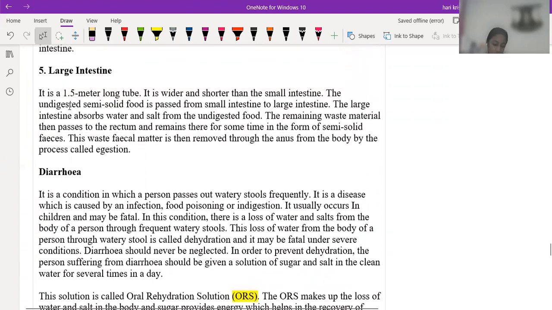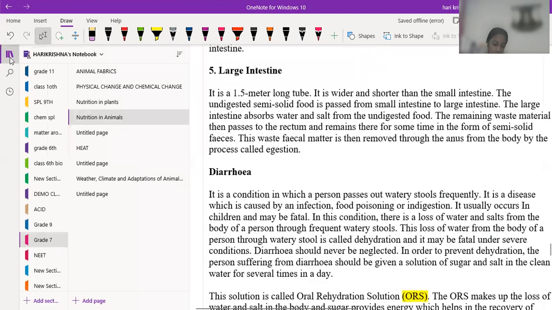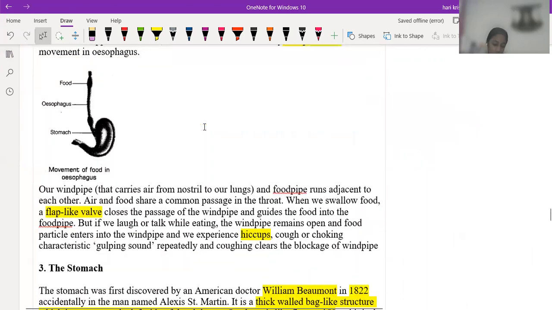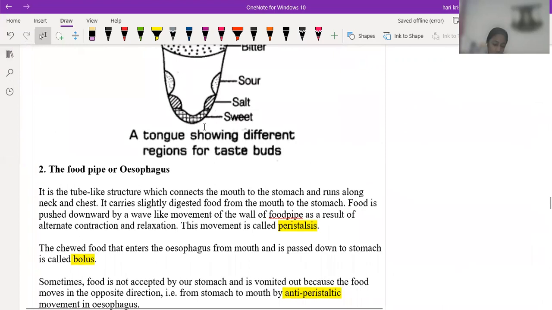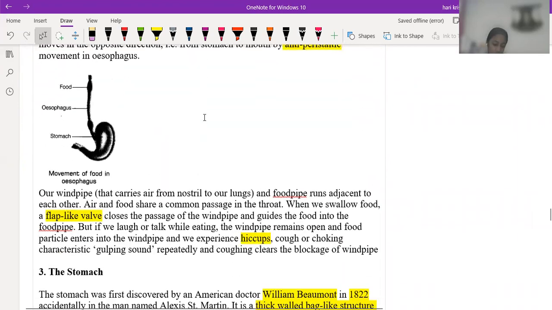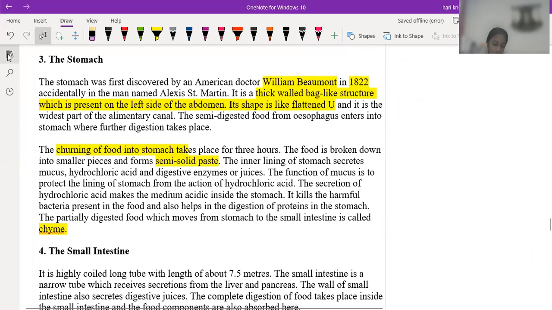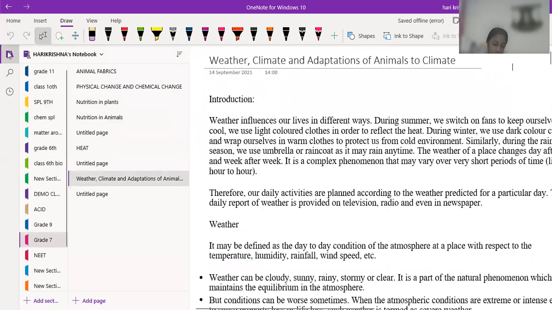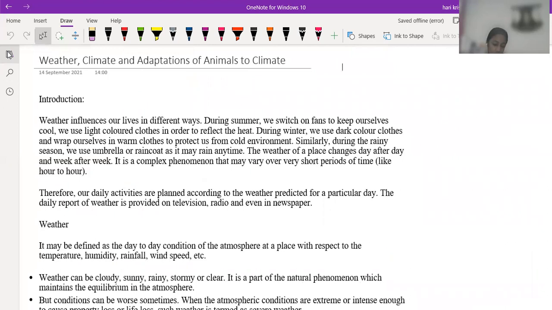So this is all about nutrition in animals. Any doubts in this topic? Yes, sir. Any doubts in this topic? No, sir. Okay, we'll move to the next chapter, that is weather, climate, and adaptation of animals to climate.